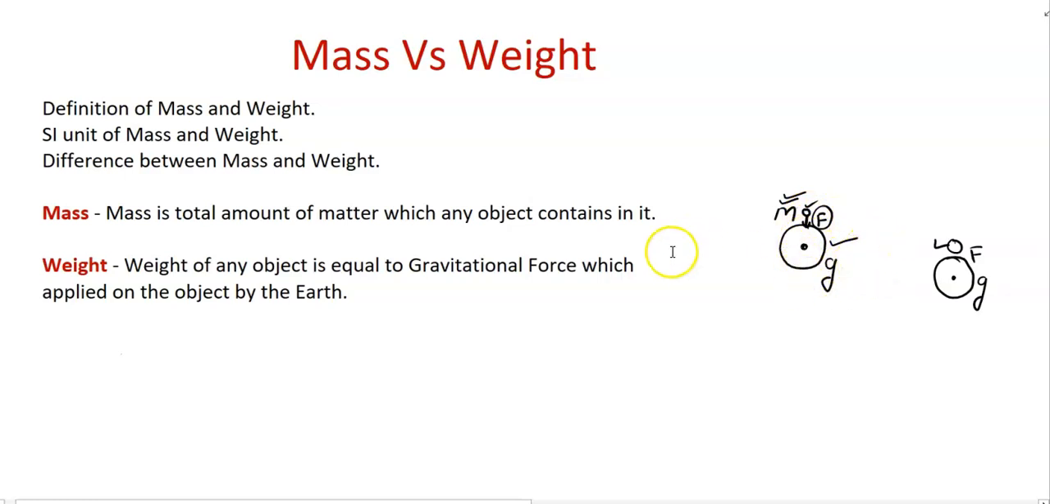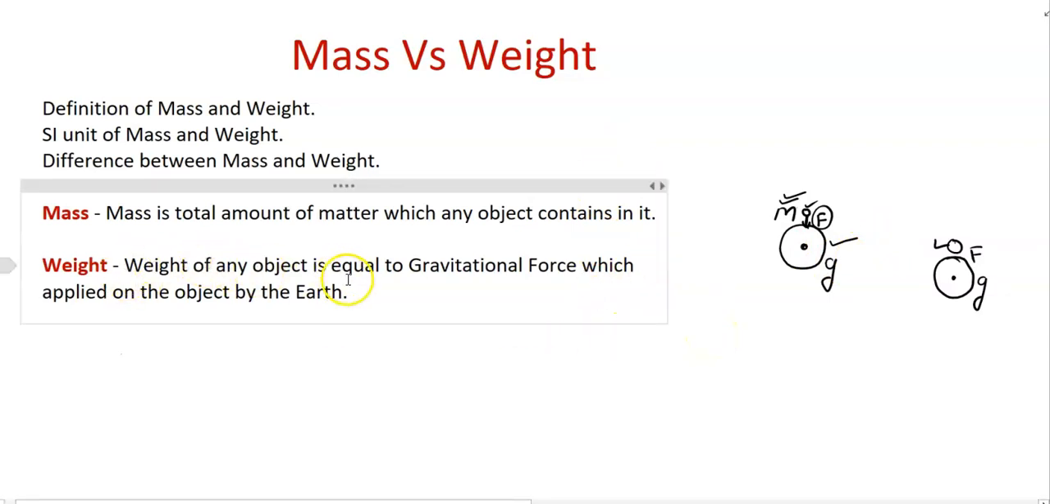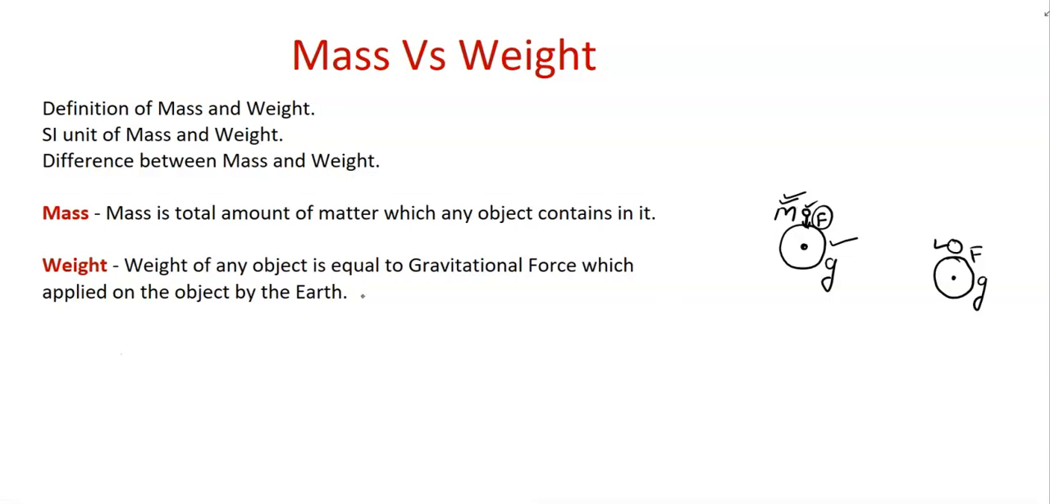So we can say the definition of weight is: the weight of any object is equal to the gravitational force applied on the object by the earth or any other planet, any other place, due to its gravity. The force which is applied on the object is called its weight. So we can say the formula for weight is equal to the force. Force is mass into acceleration. Now the acceleration here is acceleration due to gravity.